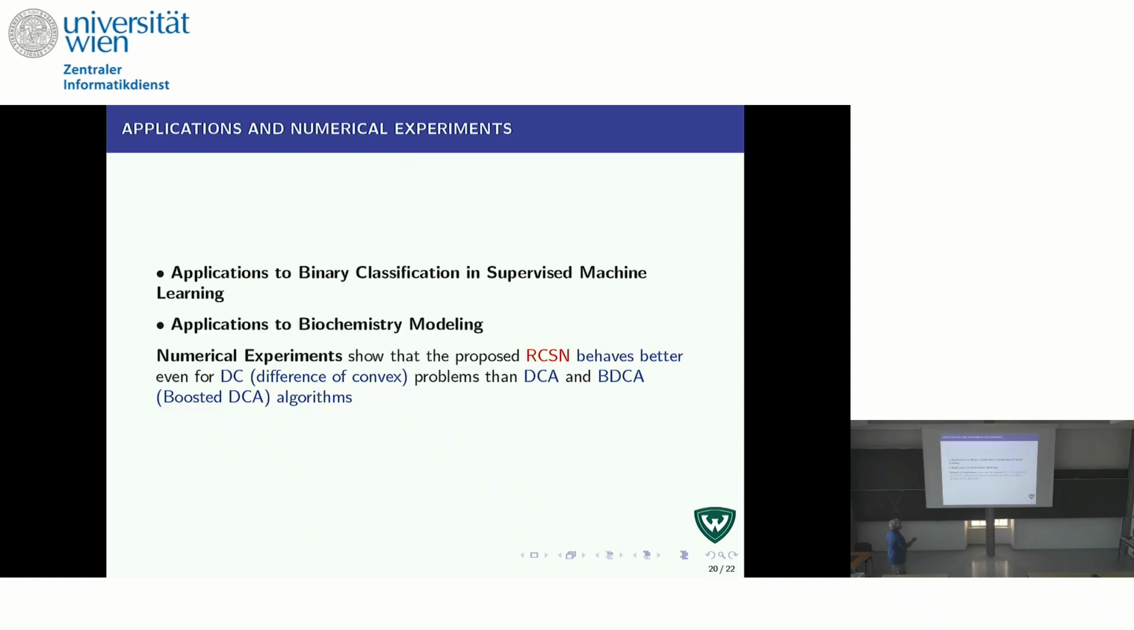Then applications are given for the problem of binary classification in supervised machine learning and also in deep learning, and an application to biochemistry modeling. What is interesting to observe is that for these problems, which are given in DC form, meaning difference of convex, this algorithm can be fully realized and numerically provides better results than DCA or boosted DCA.